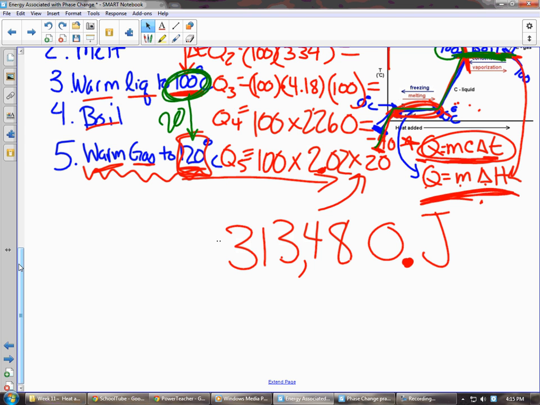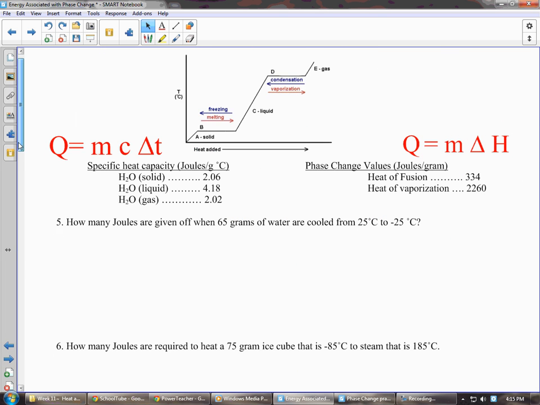313480 with a decimal. Okay, awesome, good. So let's flip the paper over and let's try to do some of the problems on the back. Number 5.